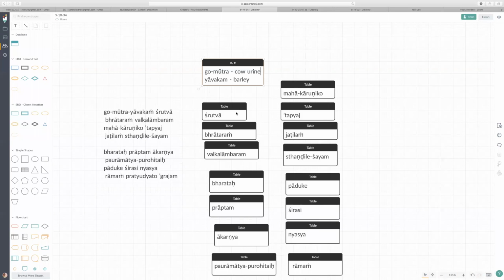So Shrutva, tell me about Shrutva. It is the gerund, meaning after hearing, having heard. It could also be while hearing. From the dhatu shru, to hear, plus tva, shrutva. Hearing, or having heard.